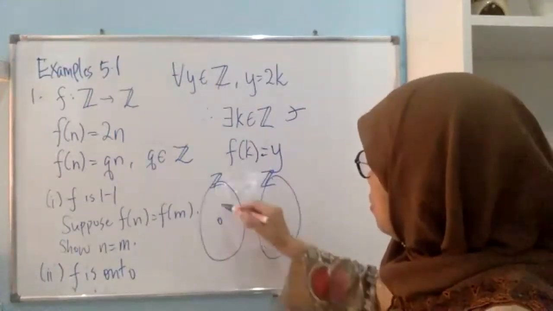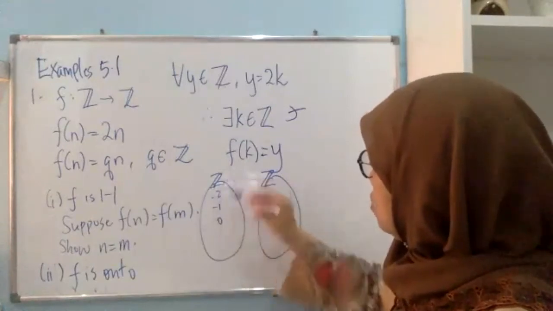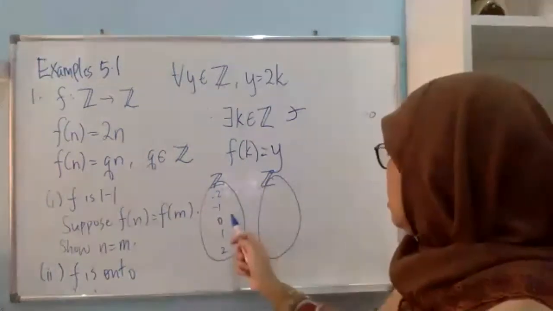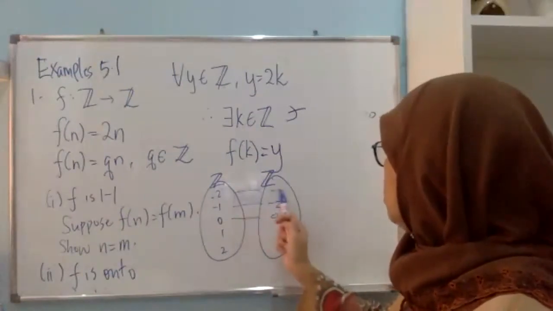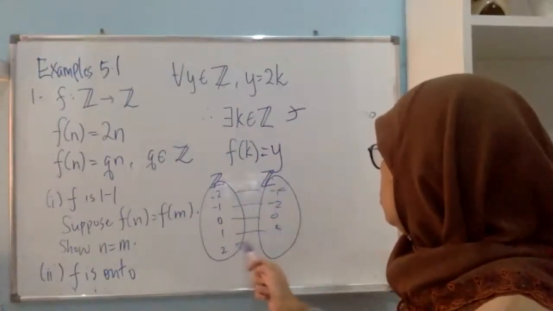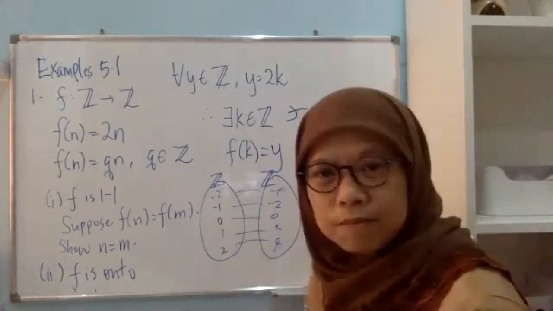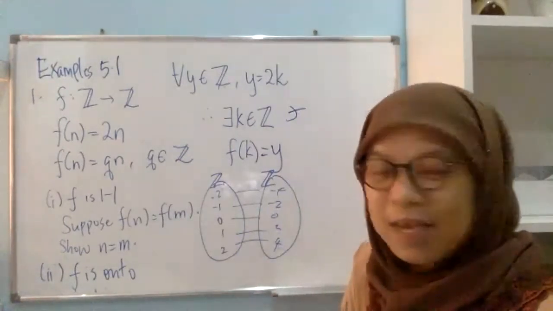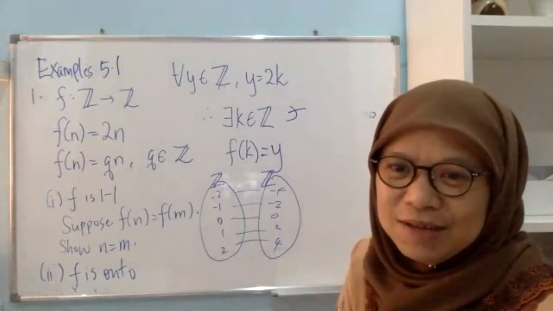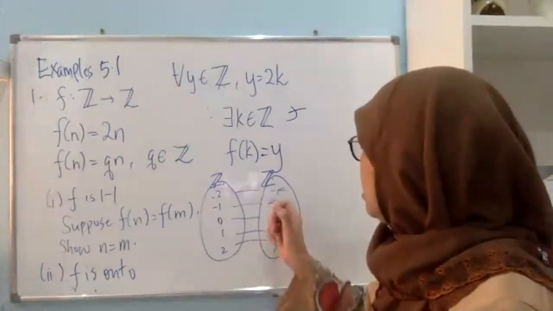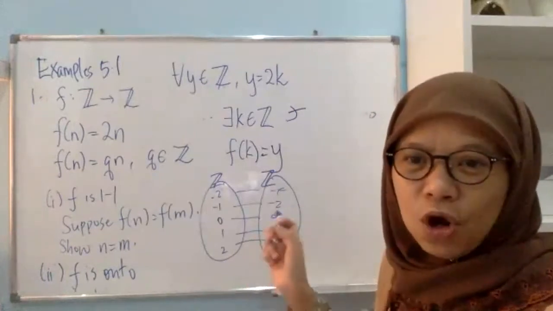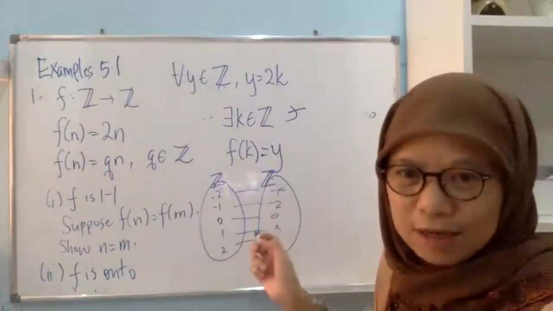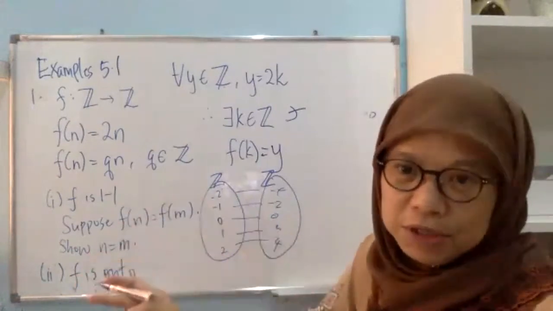You have 0, -1, -2, or 1 and 2. This will go to 0. This will go to -2. This will go to -4. This will go to 2. This will go to 4. It's 1 to 1, but it's not onto. Okay, because as Hassan said, there is a 1 here, right? All odd integers have no pre-image.